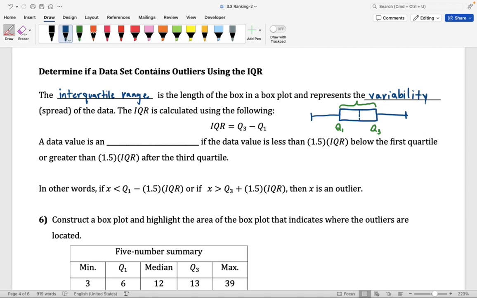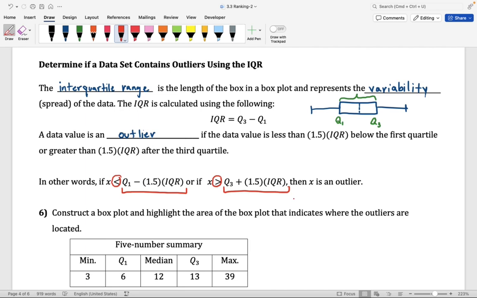Now, we can use the IQR to find outliers. A data value is an outlier if the data value is less than 1.5 times the IQR below the first quartile, or greater than 1.5 times the IQR after the third quartile. In other words, X is an outlier if X is less than Q1 minus 1.5 times the IQR, or if X is greater than Q3 plus 1.5 times the IQR.